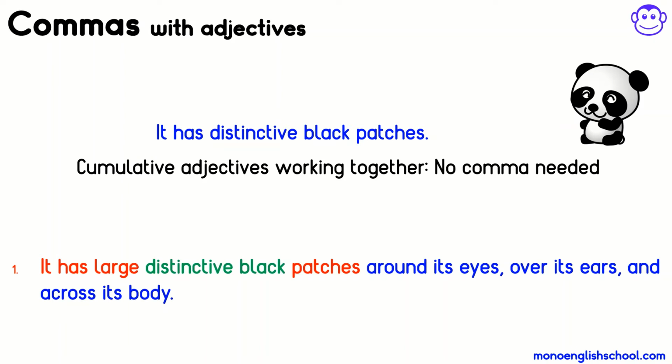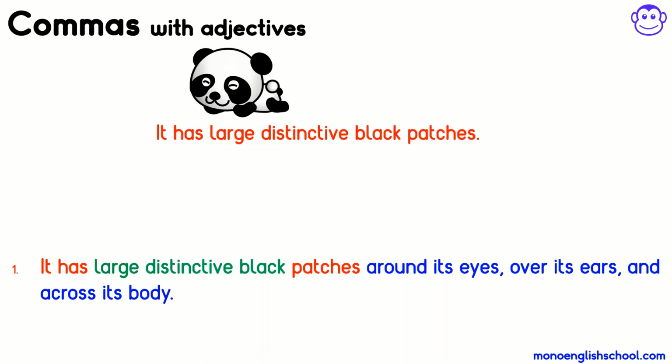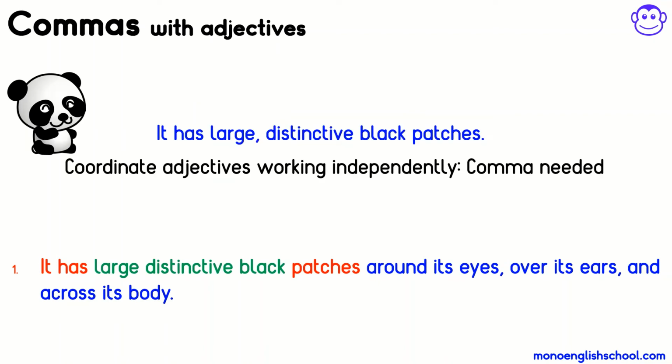Finally, we can add the third adjective, large. Now, in the independent clause, it has large, distinctive black patches, as well as the cumulative adjectives, distinctive and black, we have a coordinate relationship between the adjectives large and distinctive. This means that they are both of equal importance and that they both independently describe the panda's black patches. We could reword the message in the following way. The panda has black patches that are both large and distinctive. When we use coordinate adjectives, we indicate their independence by separating them with a comma.